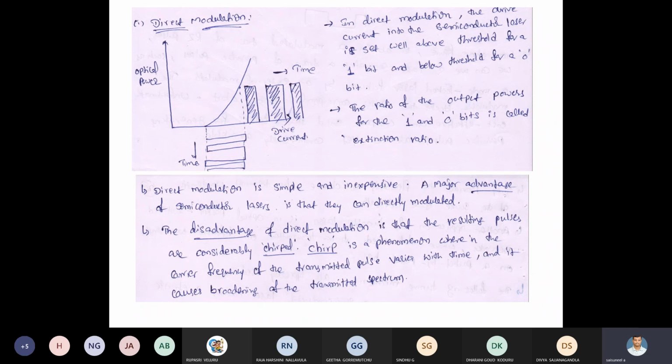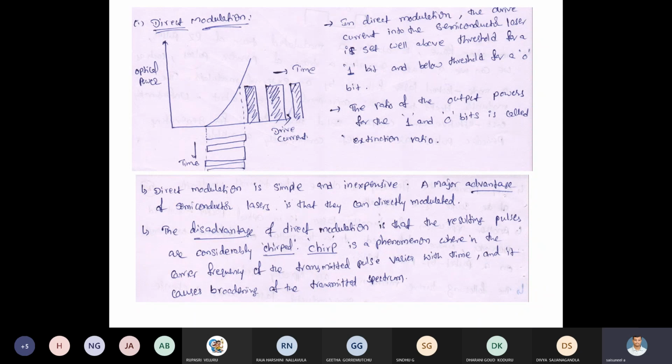The same thing applies in direct modulation. We give the input as current, that is, an electrical signal. The output is a light signal, that is, optical power. We get the output directly modulated. Whenever the input is 1, automatically the light is on. Whenever the input is 0, the light is off. This is a simple and very easy technique.